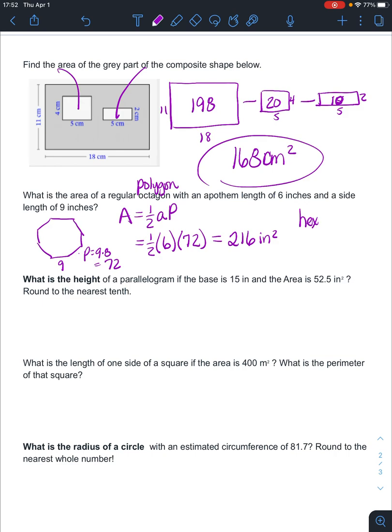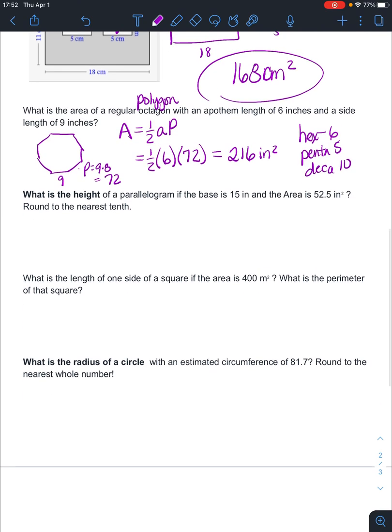Now it's important, an octagon has 8 sides, a hexagon has 6 sides, right? And a pentagon has 5 sides, a decagon has 10 sides, so just keep that in mind so you're prepared for any shape that might show up on the test.